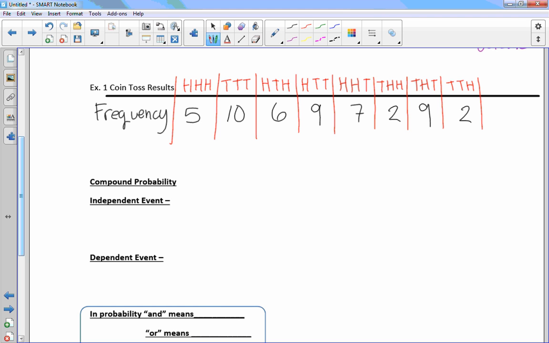Okay, so that would be our frequency table right there, just how many times they showed up. Relative frequency, actually, I'm going to do probability distribution first. I think that would work better. The probability distribution shows the probability of each outcome, and can be shown in a frequency table.